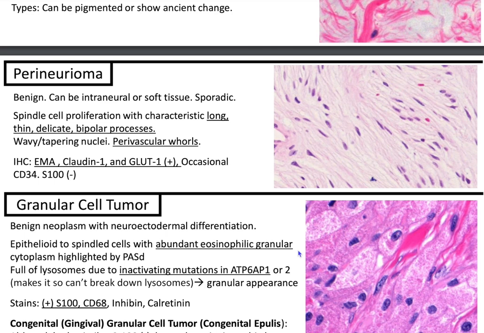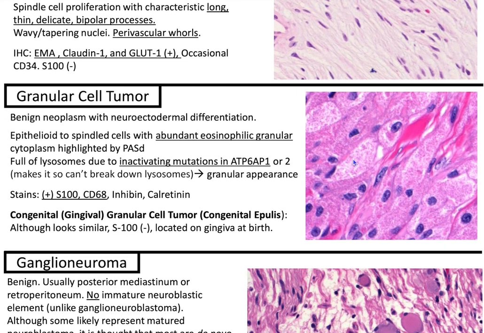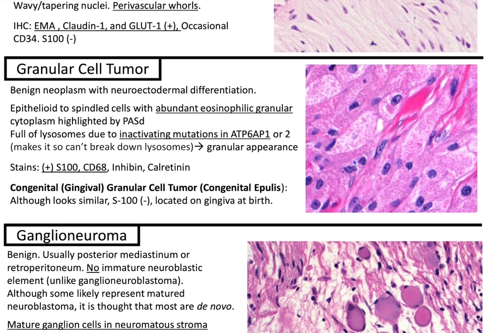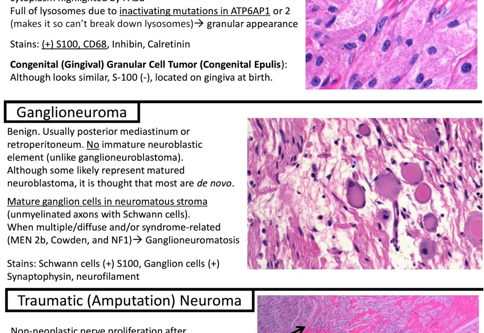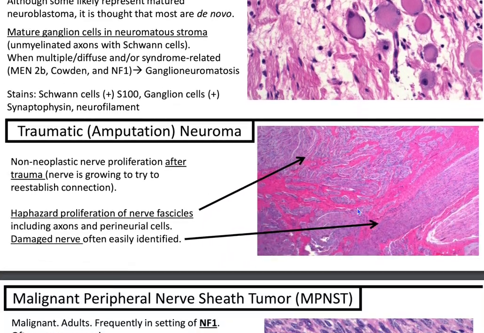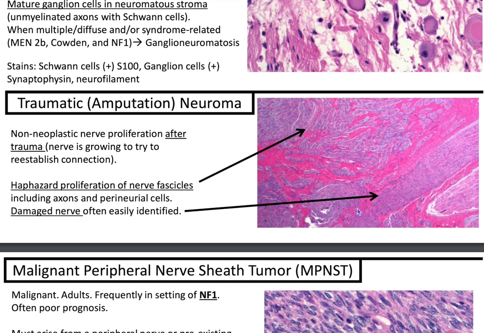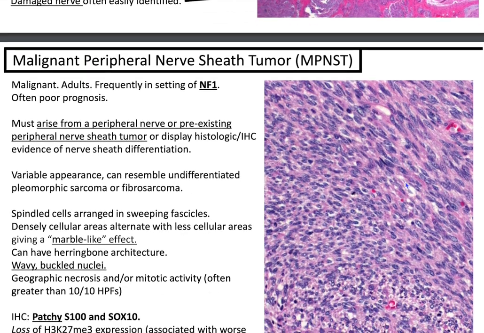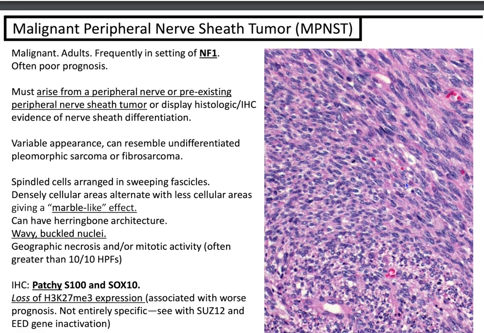Perineurioma will be perivascular whorls, long, thin, delicate bipolar processes, positive for EMA, Claudin-1, and GLUT1. Granular cell tumor, positive for S100, CD68, looks like abundant eosinophilic granular cytoplasm, highlighted by PASD. Ganglioneuroma, no immature neuroblastic elements, mature ganglion cells, and neuromatous stroma. Traumatic amputation neuroma, haphazard proliferation of nerve fascicles, damaged nerve often easily identified. MPNST, often in NF1, must arise from a peripheral nerve or pre-existing peripheral nerve sheath tumor.